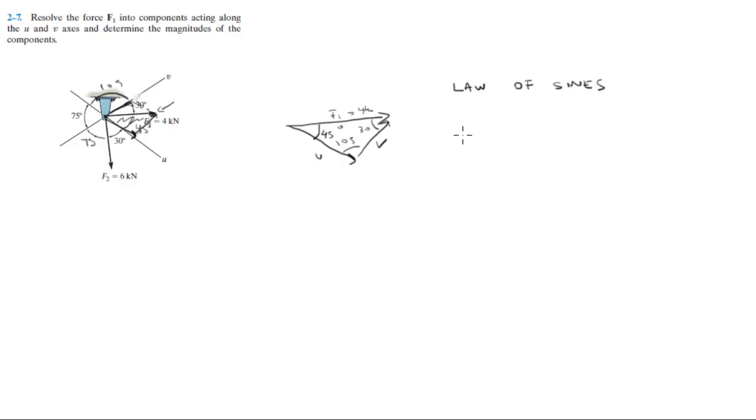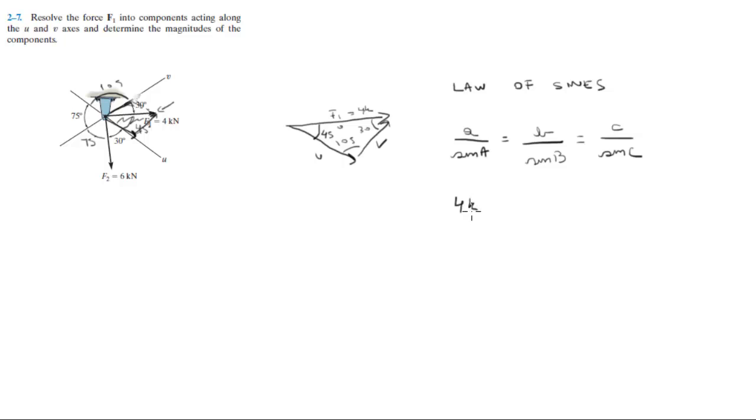Law of sines states that side A over sine of A is equal to side B over sine of B, which is equal to side C over sine of C. And you're basically trying to figure out these two. Remember, if this is A, this is angle A. If this is B, this is angle B. And if this is C, this is angle C. So we just plug in the numbers.